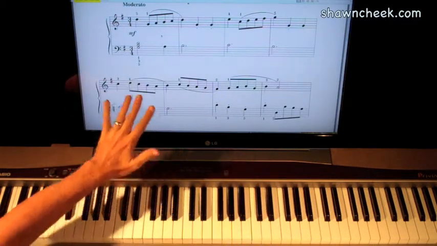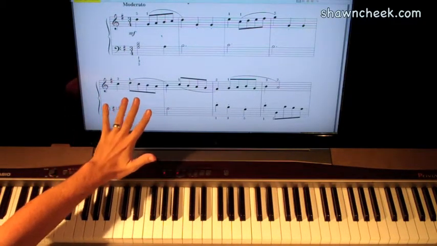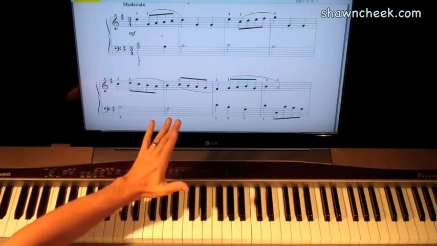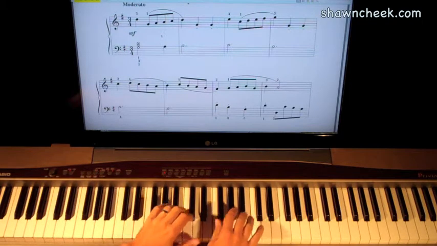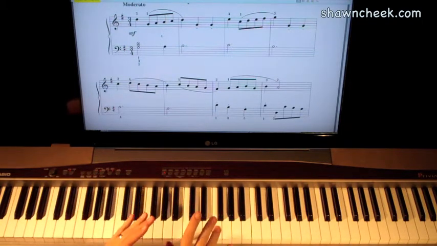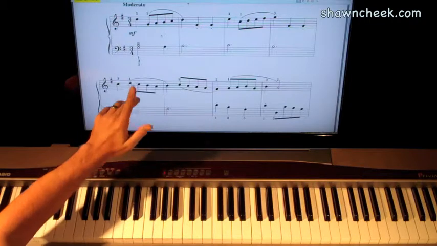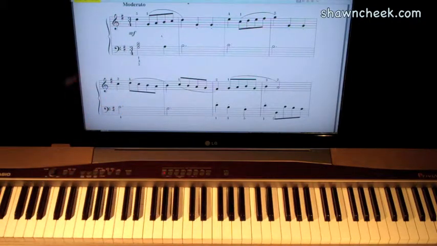If you find any of this difficult, that you don't understand, or you have trouble reading music, you need to try my boot camp sight reading lessons, which will give you a basic foundation of how to read music, and then this will be much easier. Alright, so let's get started.